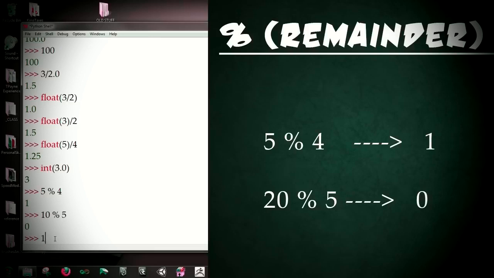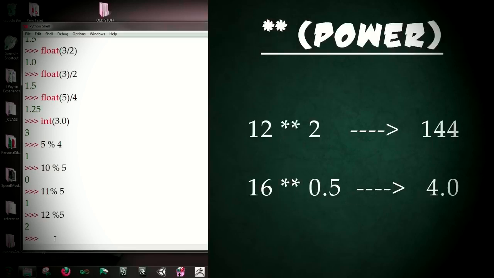Go ahead and type 11 %, 5. And you'll be spit out 1. It's because 1 overflows. So the remainder is very useful for when you're doing loops and a number of other operations we'll do down the road. So next we're going to learn about powers. And my favorite way to assign power values is using star star. So we're going to type 12 star star 2.